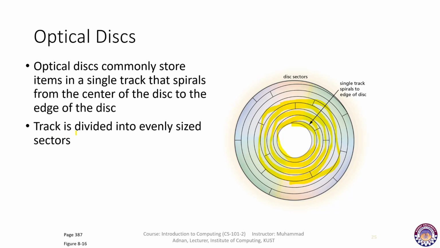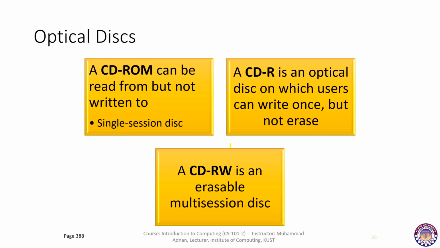A single track is further divided into equally sized sectors. You can see this is one sector, this is another sector, and this is another sector. Every sector has an address, and every track has an address.